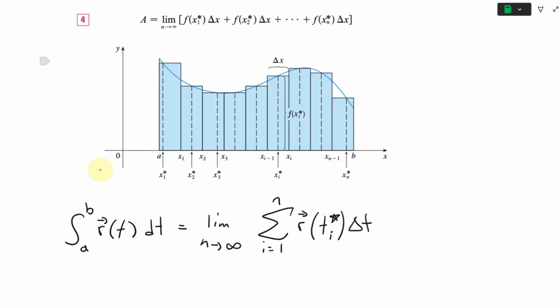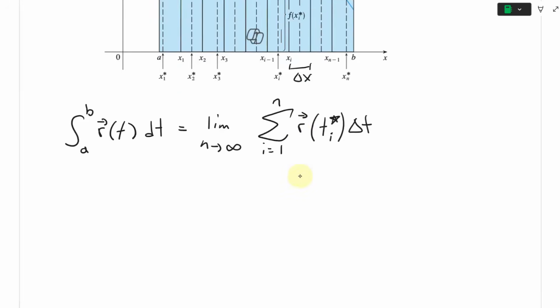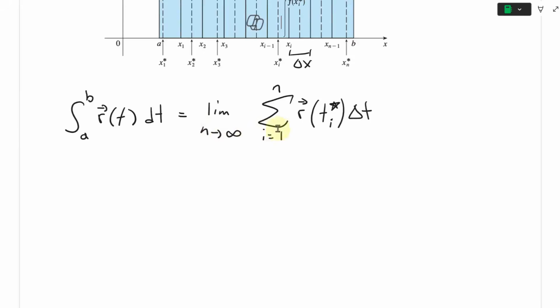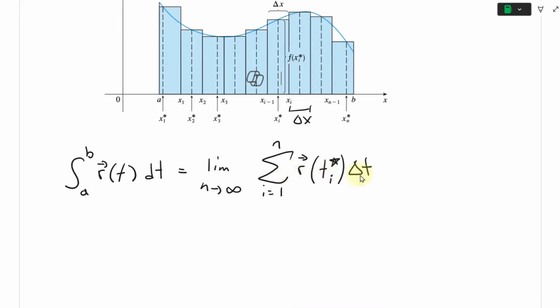And again, you can view this as delta x, and this height right here is f of xi star, and in our case, it's going to be r of ti star there. And again, you just sum all these up, you get the area under the curve, and that would be the integral as you get an infinite number of these. So in other words, you shrink this delta t to infinitely small, and then you get the integral.